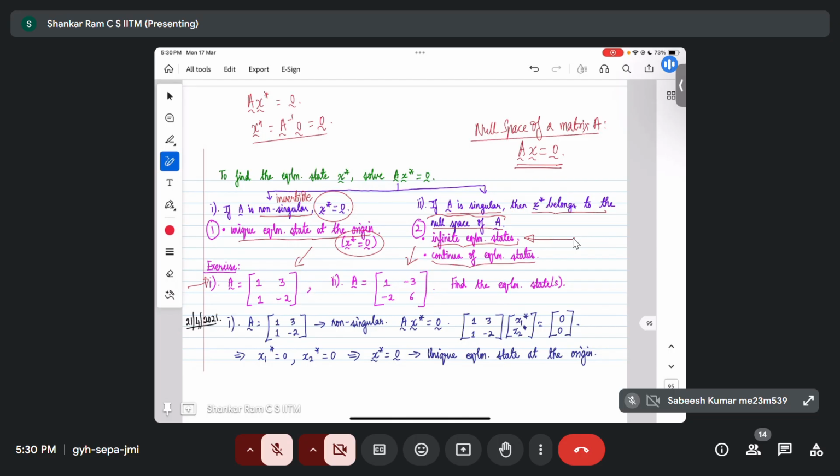You'll see that in one case, the matrix A is invertible. So consequently, the origin is the unique equilibrium state. In another example, we'll find that the state matrix A is singular. So consequently, we'll have an infinite set of equilibrium states. Please try them out. We will do this example in the next class.